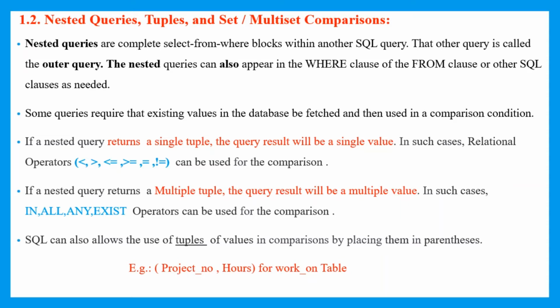When you make any comparison, whatever attribute has been used in the outermost query, the same attribute should be specified for the comparison in the innermost query. Suppose I am comparing student ID of the outermost query, then the same student ID attribute should be available in the innermost query for the comparison.